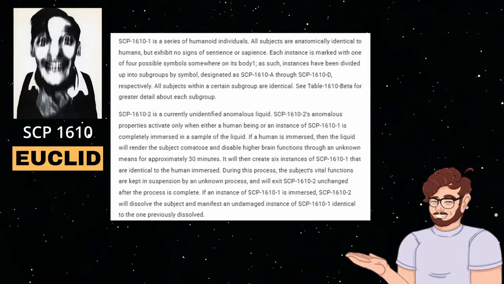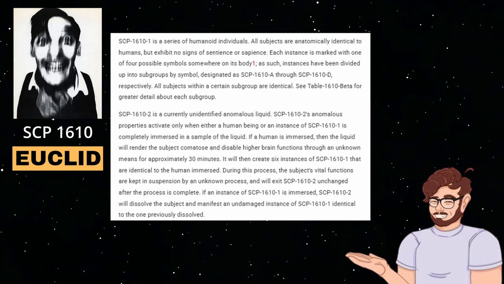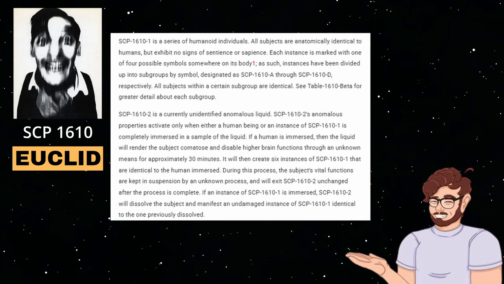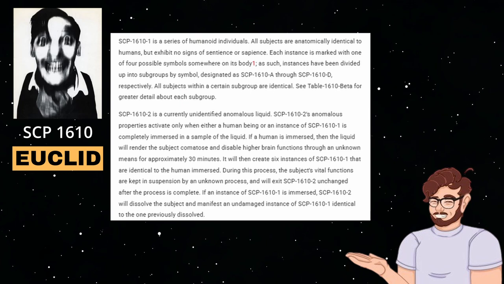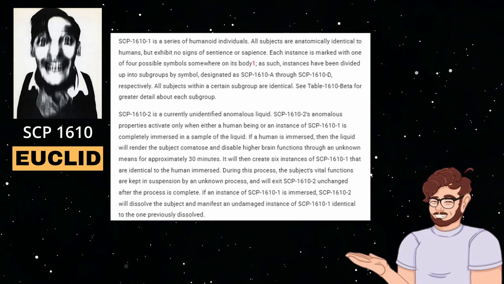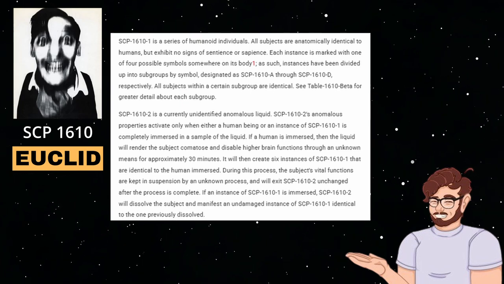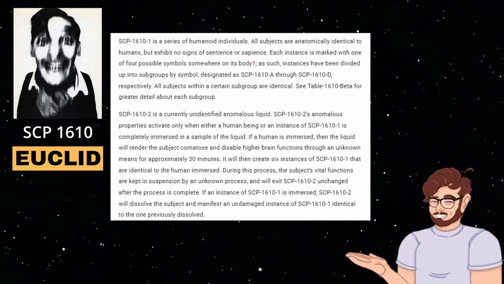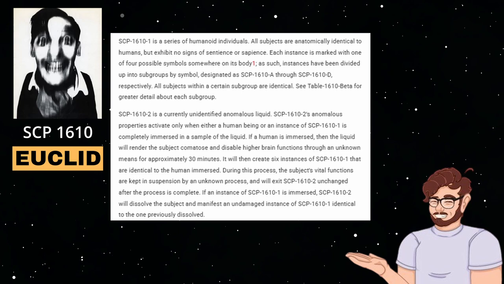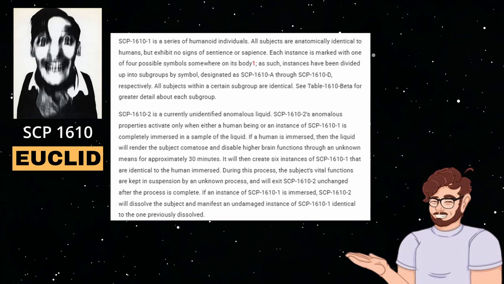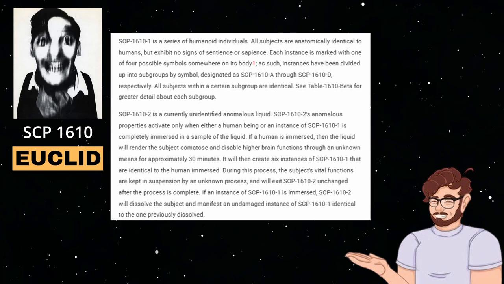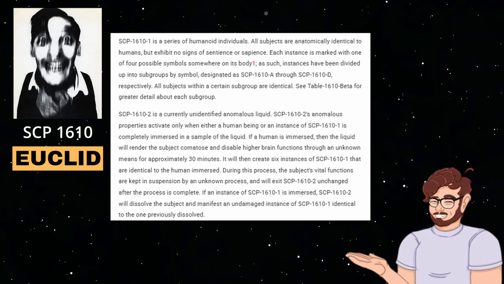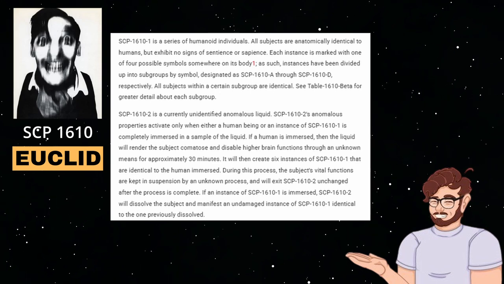SCP-1610-1 is a series of humanoid individuals. All subjects are anatomically identical to humans, but exhibit no signs of sentience or sapience. Each instance is marked with one of 4 possible symbols somewhere on its body. As such, instances have been divided up into subgroups by symbol, designated as SCP-1610-A through SCP-1610-D, respectively. All subjects within a certain subgroup are identical. See Table 1610-Beta for greater detail about each subgroup.